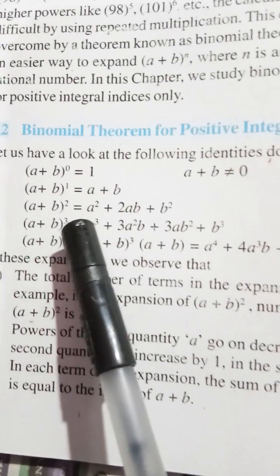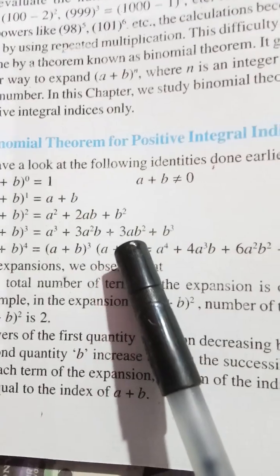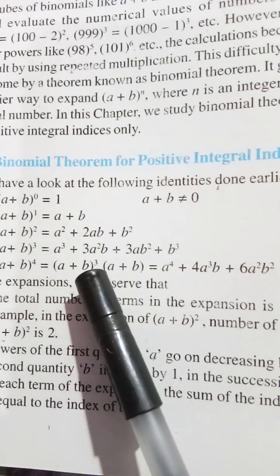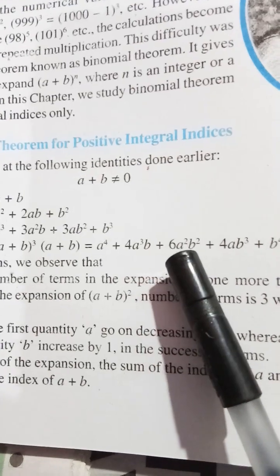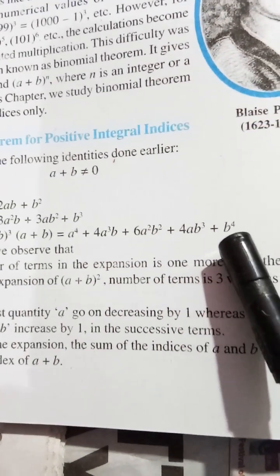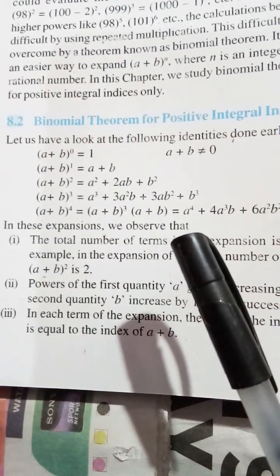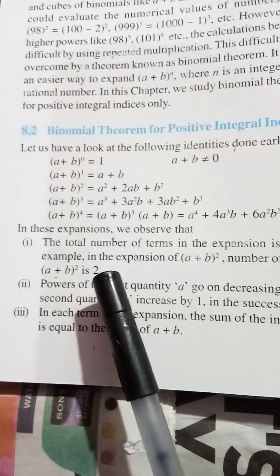Here (a plus b) whole square is equal to a square plus 2ab plus b square, and (a plus b) whole cube is a cube plus 3a square b plus 3ab square plus b cube, and (a plus b) whole 4 is equal to a4 plus 4a cube b plus 6a square b square plus 4ab cube plus b4. In these expansions, we observe that the total number of terms in the expansion is one more than the index. For example, in the expansion of (a plus b) whole square, the number of terms is 3, whereas the index of (a plus b) whole square is 2.